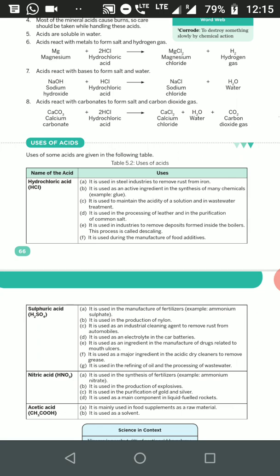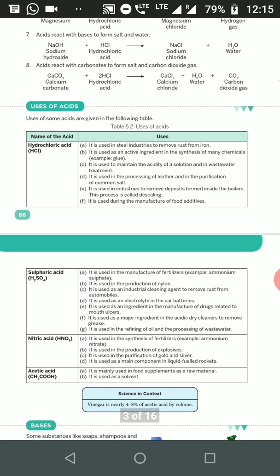Nitric acid. It is used in the synthesis of the fertilizers, for example ammonium nitrate. It is used in the production of explosives. Explosives means things like the making of bombs. We can use nitric acid. It is used in the purification of gold and silver. To purify the gold and silver, we can use acid. It is also used as a food supplement, as a raw material, and as a solvent.